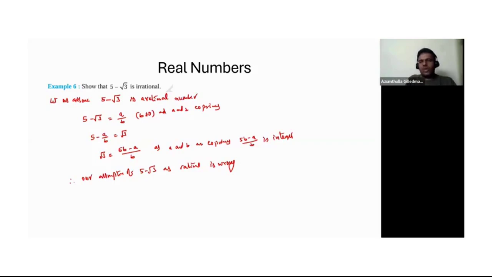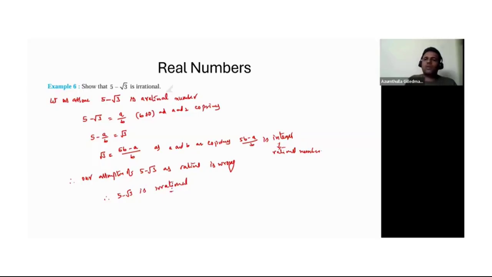So what can we do? We can say that our assumption was wrong. Since A and B are integers, we get 5 minus A by B as a rational number. But this contradicts the fact that root 3 is irrational. So our assumption of 5 minus root 3 as rational was wrong. Therefore, 5 minus root 3 is irrational.